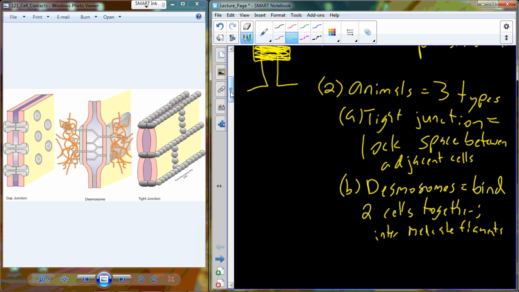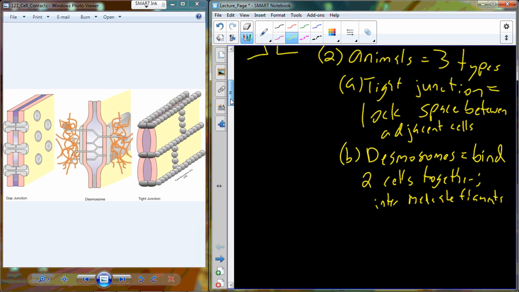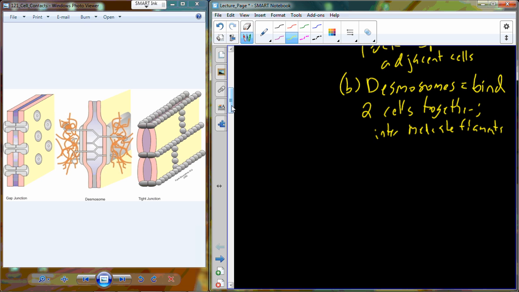Our very last cell contact is very similar to the plasmodesmata. We have basically a protein structure that creates a pore between two adjacent cells through the membrane.